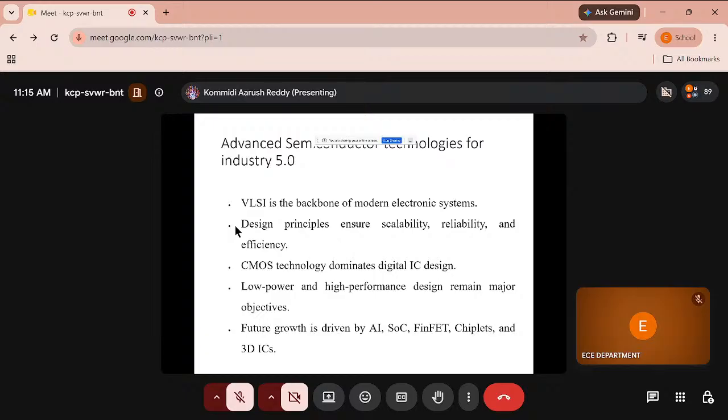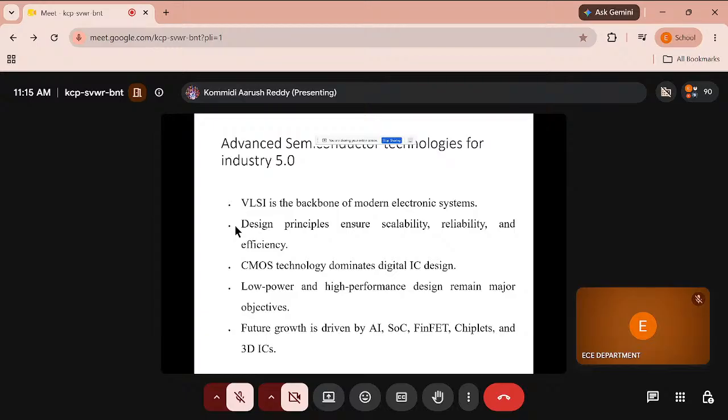And for advanced semiconductor technologies, future growth is driven by artificial intelligence and system on chip designing, where you have different types of processes and integrate things. Not only the main processor, we will be fabricating different types of processors. We have FinFET technology, chiplets, and 3D IC applications.